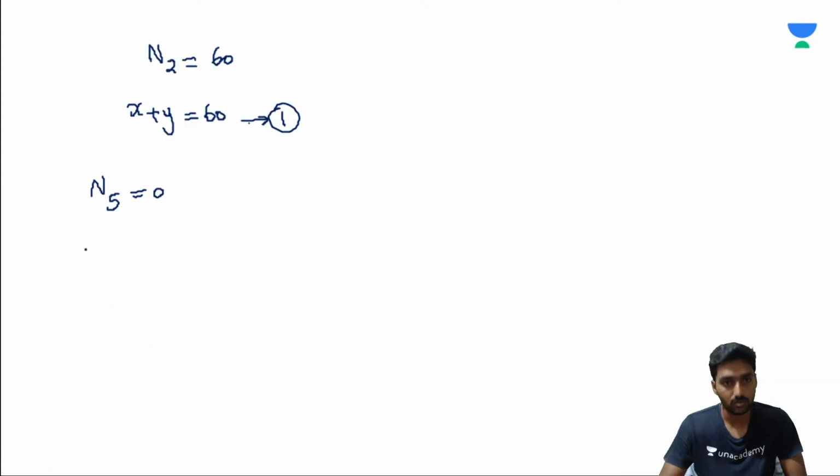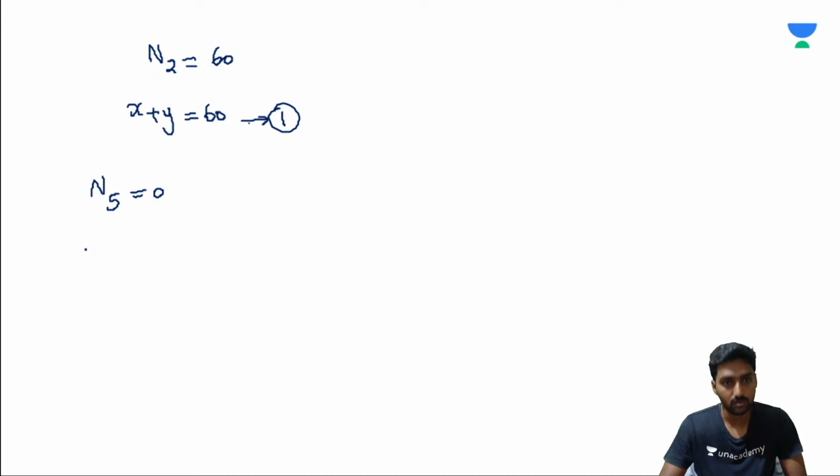Next, N5 is equal to 0. Y minus x into T2 divided by T5, equal to 0. What will be the value of y? We don't know. Y minus x into T2 divided by T5, 20 divided by 100. It's equal to 0. If you simplify, it's a 5, right? So 5y minus x is equal to 0. It's equation 2.